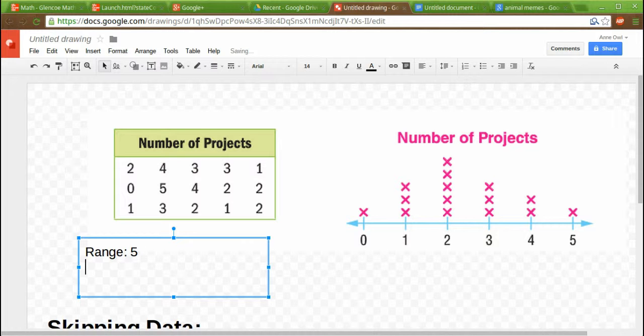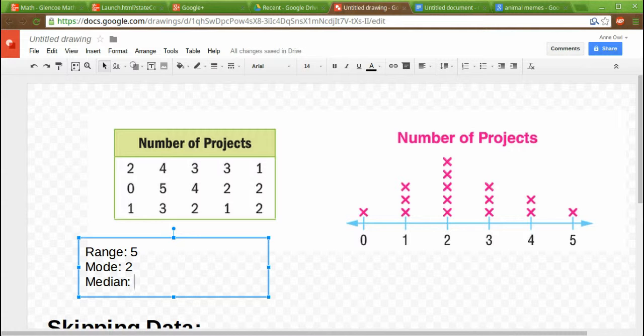That's easy enough. Everyone likes range. It's a nice easy one to find. Line plots also make mode very easy to see. Remember, mode is the number that occurs most often. With line plots, we can clearly see the mode for the number of projects completed was 2. More students completed 2 projects than any other number of projects.